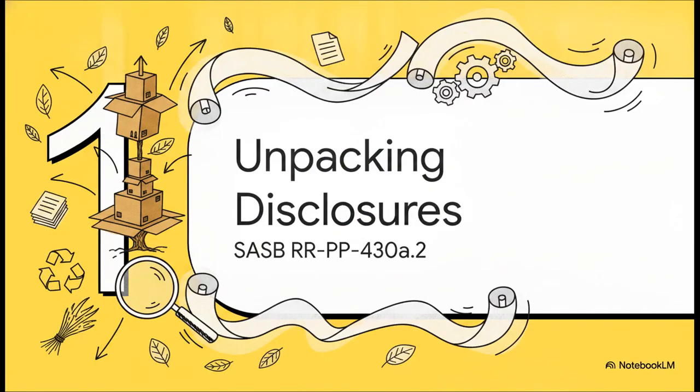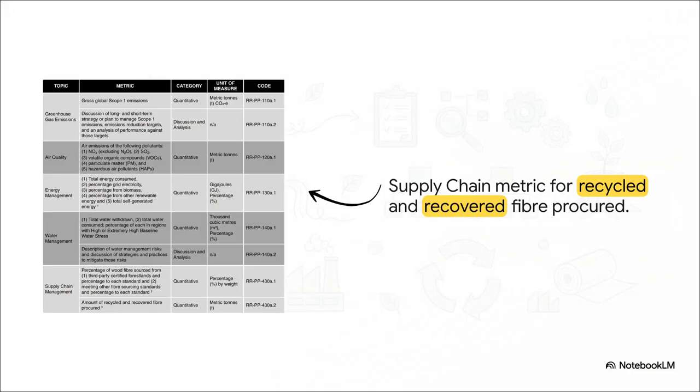Section 1. Unpacking recycled fiber disclosures under SASB RR-PP 430A.2. What's really interesting about this framework is exactly where this specific metric sits. Down under the supply chain management section, you'll find the mandate RR-PP 430A.2. Under this standard, pulp and paper manufacturers absolutely cannot just make vague, generalized claims about being eco-friendly. They have to explicitly and transparently disclose the exact amount of recycled and recovered fiber they actually procure.